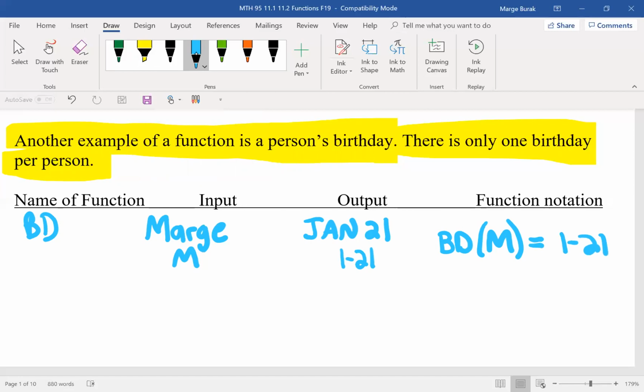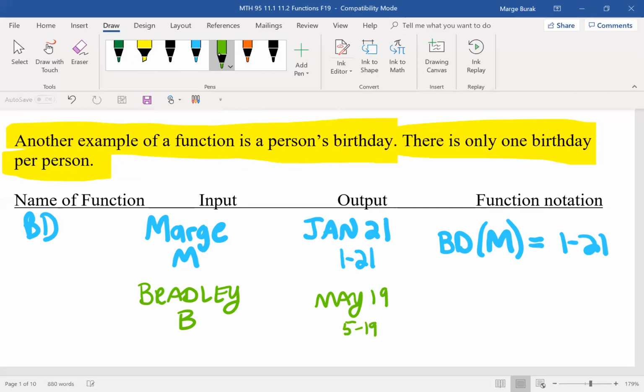Now, I cannot have any other output from that. I mean, there's a unique output. I was not born on any other day, so that makes this a function. Let's try one more. Let's try Bradley. We'll call it B. And that birthday would be May 19th, so we'll let that be 5/19. So the function would be birthday of Brad equals 5/19.